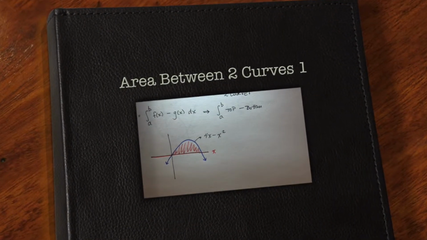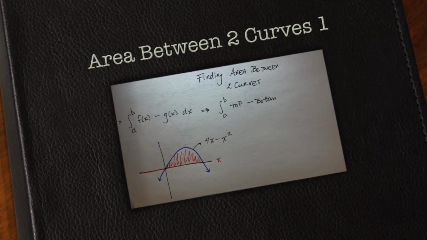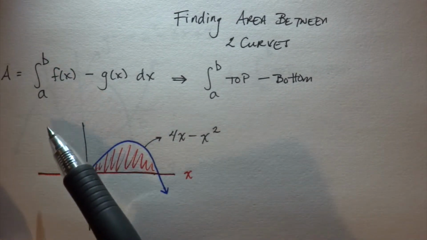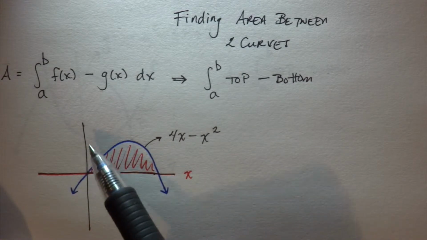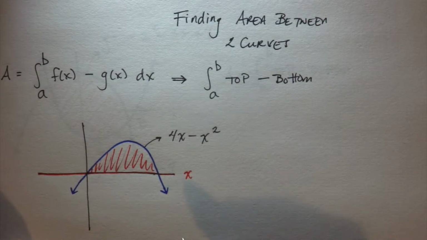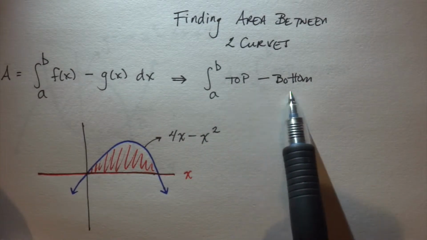Hey guys, I'm going to go ahead and talk about finding the area between two curves. And it's pretty simple. Anytime you talk about area in calculus, it's the integral from a to b, where the function has to be continuous, of f of x minus g of x. So what you have is two functions, and the way I tell my students is basically the top function minus the bottom.